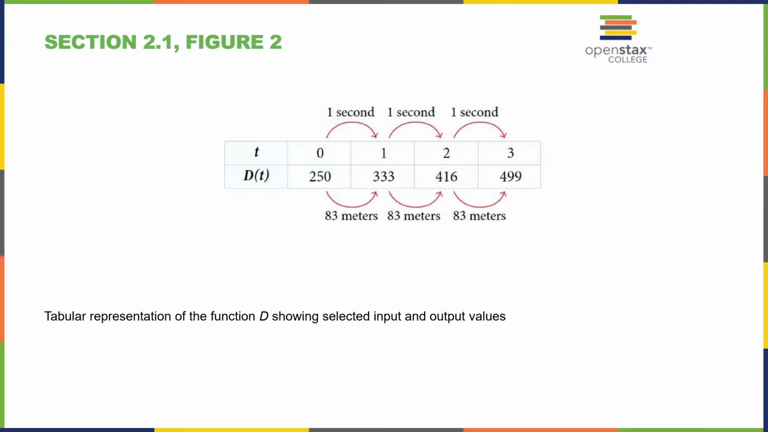When we're taking a look here, we can first notice that our values for t, or time in this case, are increasing by 1 second every time. So that's a consistent number. And then our d of t is increasing by 83 meters every time. So when we're looking at this, we can say that x and y are both increasing by a constant rate. That does make this a linear table.